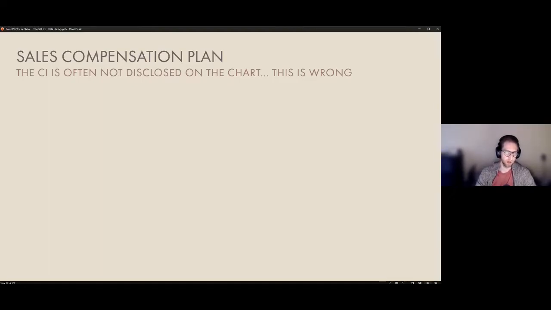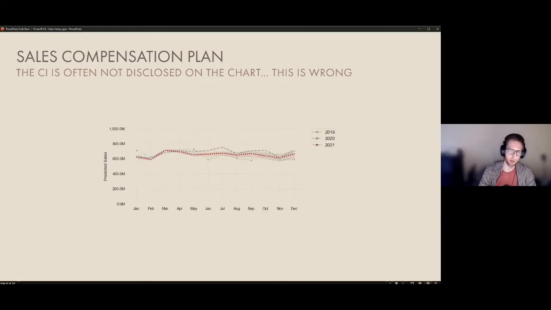Something that is important for us to remember is that the confidence interval is not often disclosed on the chart, and this is a bad practice. If I were to show you this chart in light of that previous context, you would be forgiven for assuming that this looks like a fairly tight prediction. Maybe the data is really tight. There's not a lot of variation. But in fact, this is just showing the 40% confidence interval. It's artificially manipulating these parameters to make the data, the prediction, look better than it actually would be.